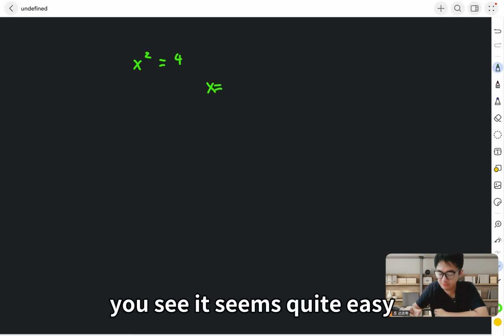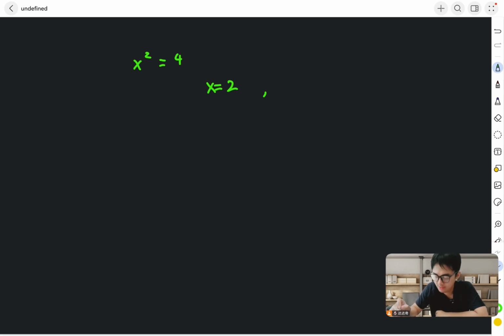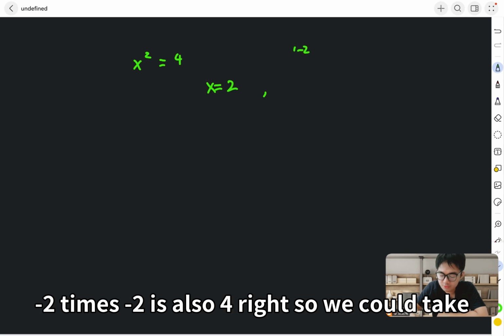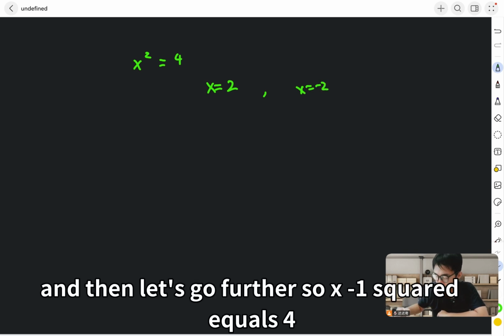It seems quite easy. x equals 2, because 2 to the power of 2 is 4. But think of another solution. Minus 2 times minus 2 is also 4, right? So we could take x equals minus 2 as another solution. And then let's go further.